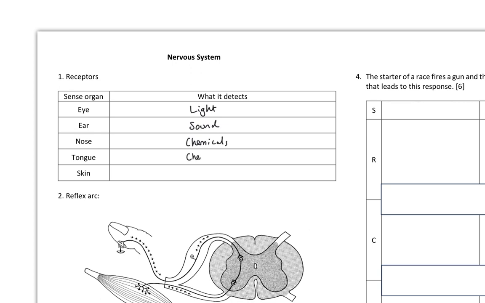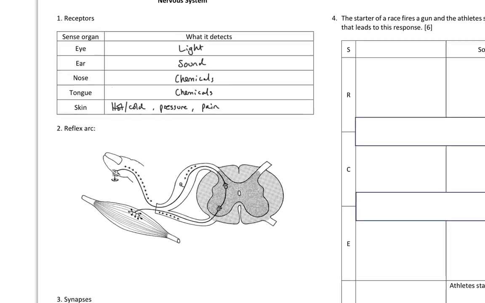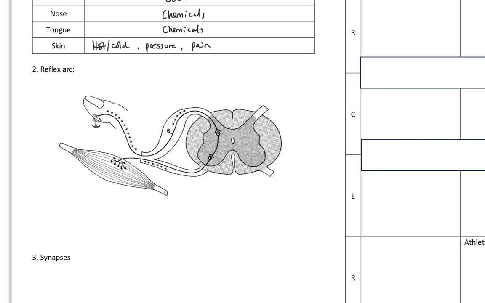Same for the tongue. Skin. You can say a few things here. It can detect hot and cold, pressure, and pain. Pain's a bit wrong because it's more like intense hot or intense pressure is perceived as pain. Also, the tongue contains skin. You could say those for the tongue as well, but let's keep it simple. So yeah, be careful putting nose detects smell. It detects chemicals. We perceive smell.